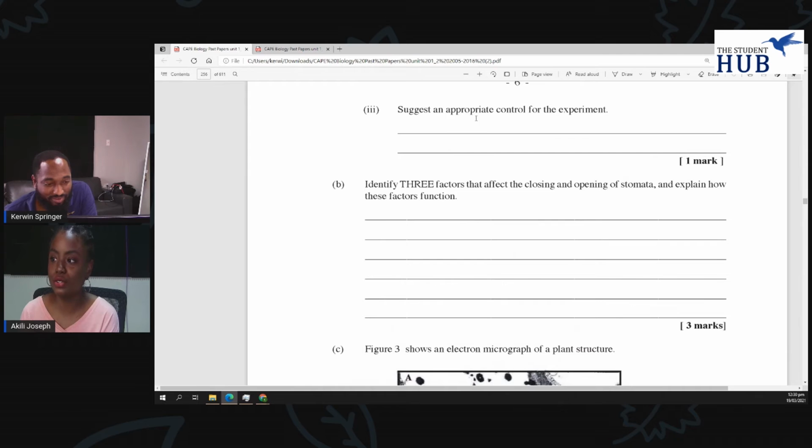So again, for 1 mark, you can say either set up the apparatus with no Vaseline on any of the surfaces, or you set up the apparatus with Vaseline on both the upper and lower surfaces, right? And that would give you your 1 mark.